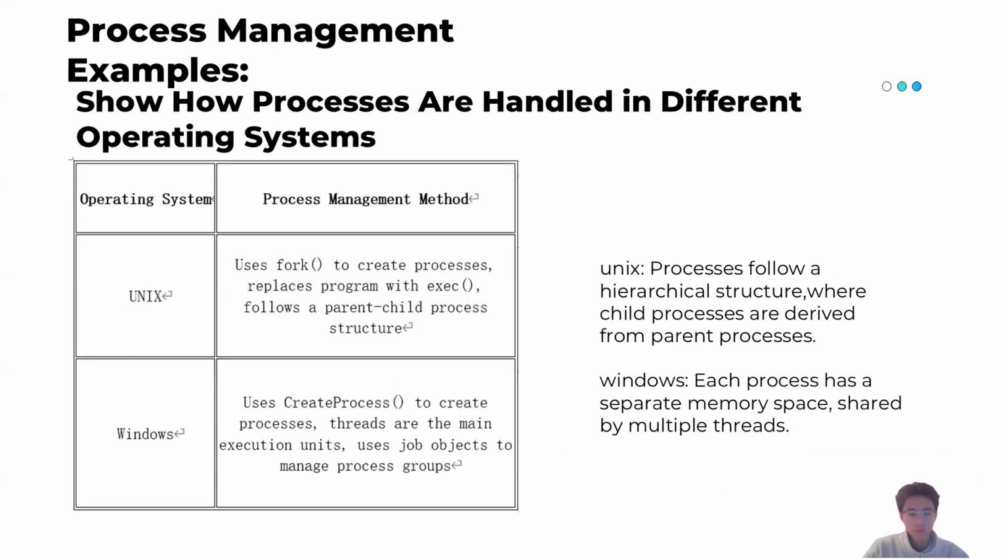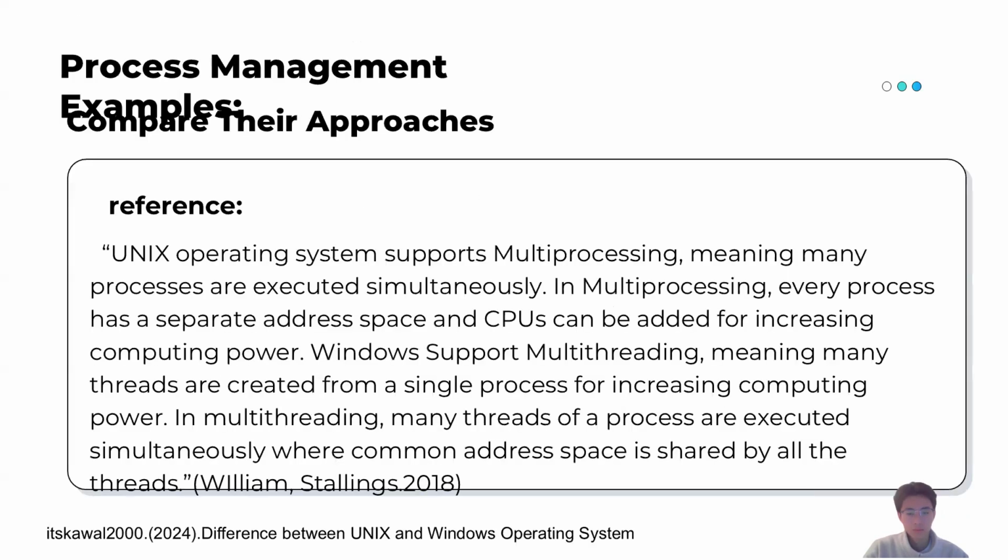And next page is the comparison of Unix and Windows process management. For Unix, the process management method uses fork and exec for process creation, and Windows uses CreateProcess with threads as main execution units and job objects for group management. The next page is the reference from the website which compared Unix and Windows.